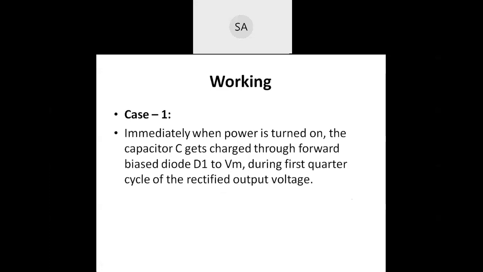Let us discuss the working of this. Case 1: immediately when the power is turned on, the capacitor C gets charged through the forward biased diode D1 to Vm during the first quarter cycle of the rectified output voltage.